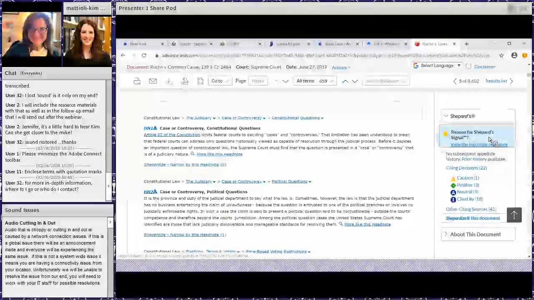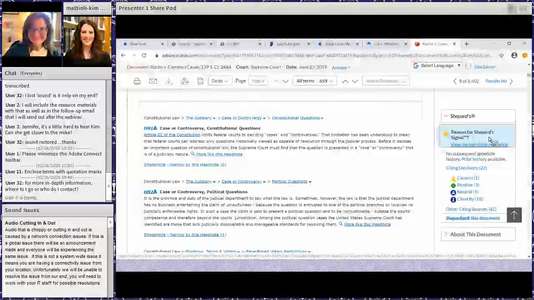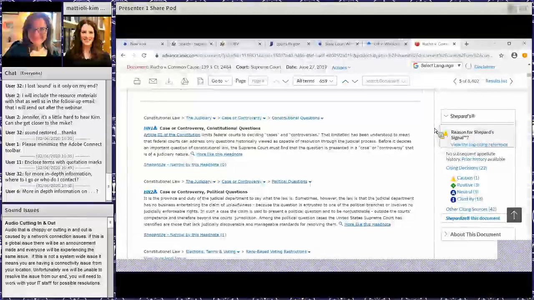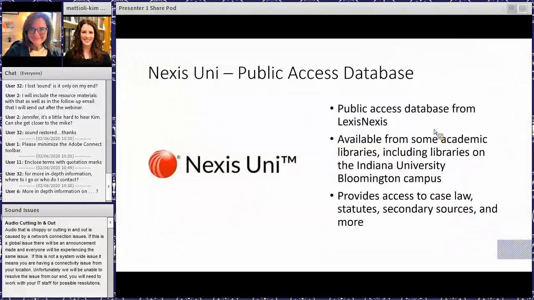The other thing that it has is over here on the right, called Shepard's. This is a feature that does many different things, but one really important thing it does is that it tells you whether the case you're looking at has been overruled or whether it's still good law. Google Scholar does not do this. What you'd have to do is look at the cases that cited your case and see if any of them overturned your case, so you have to figure it out for yourself. Whereas here, if it had been overturned, there'd be a giant red stop sign right here. So you would know that it was something that you should not rely on in your case law research.